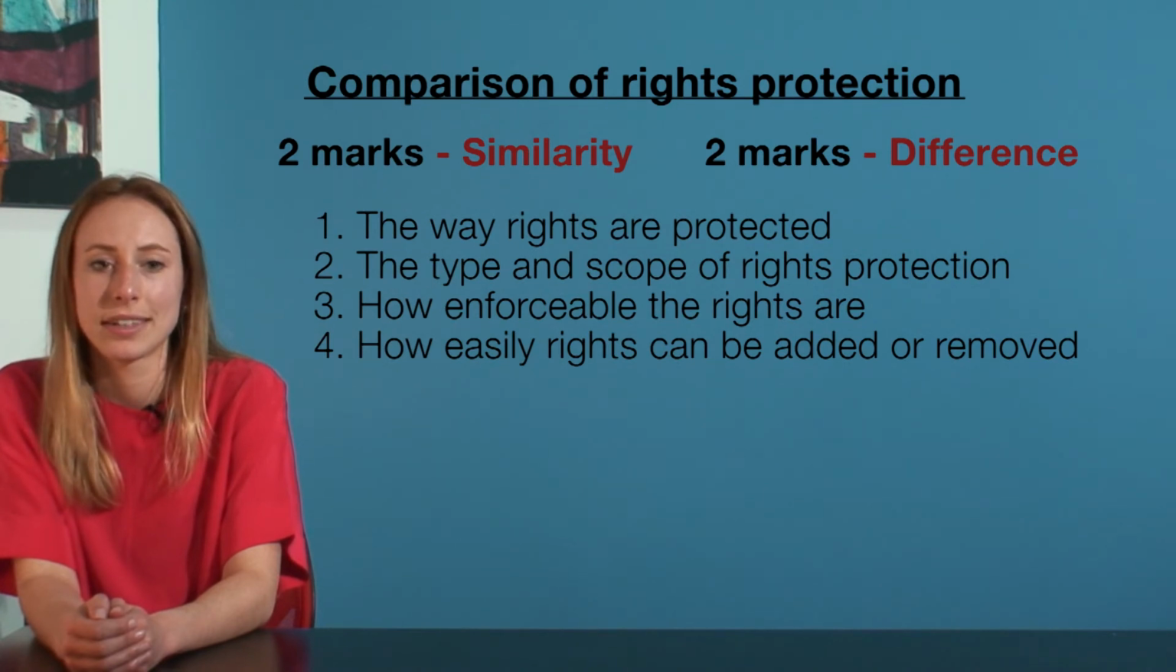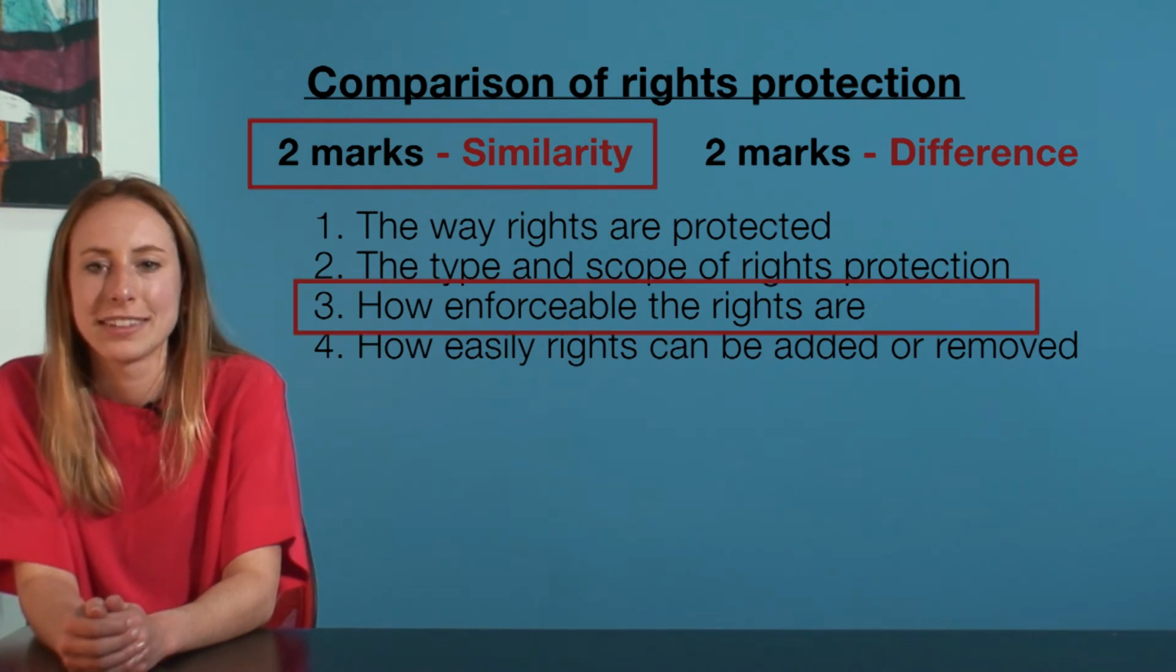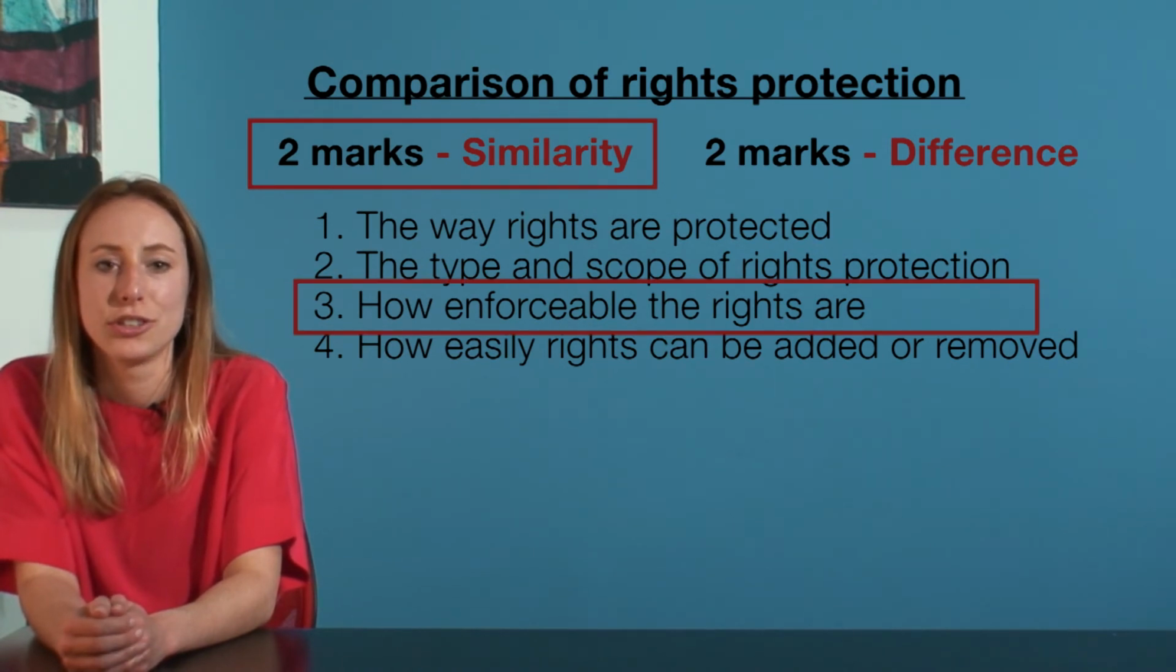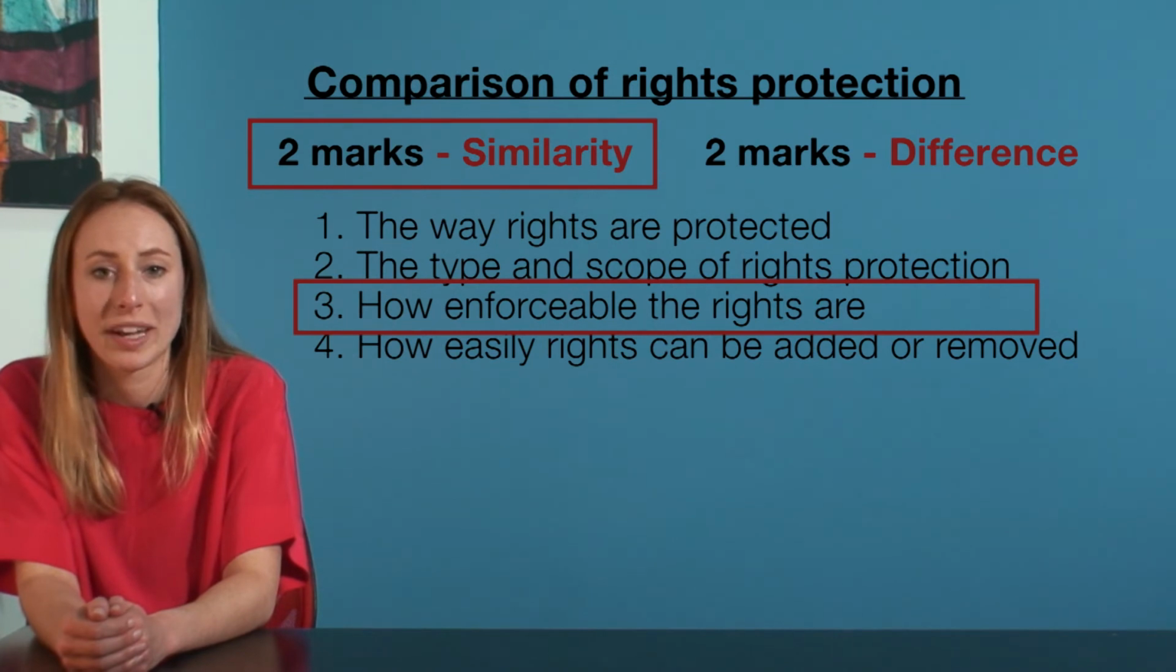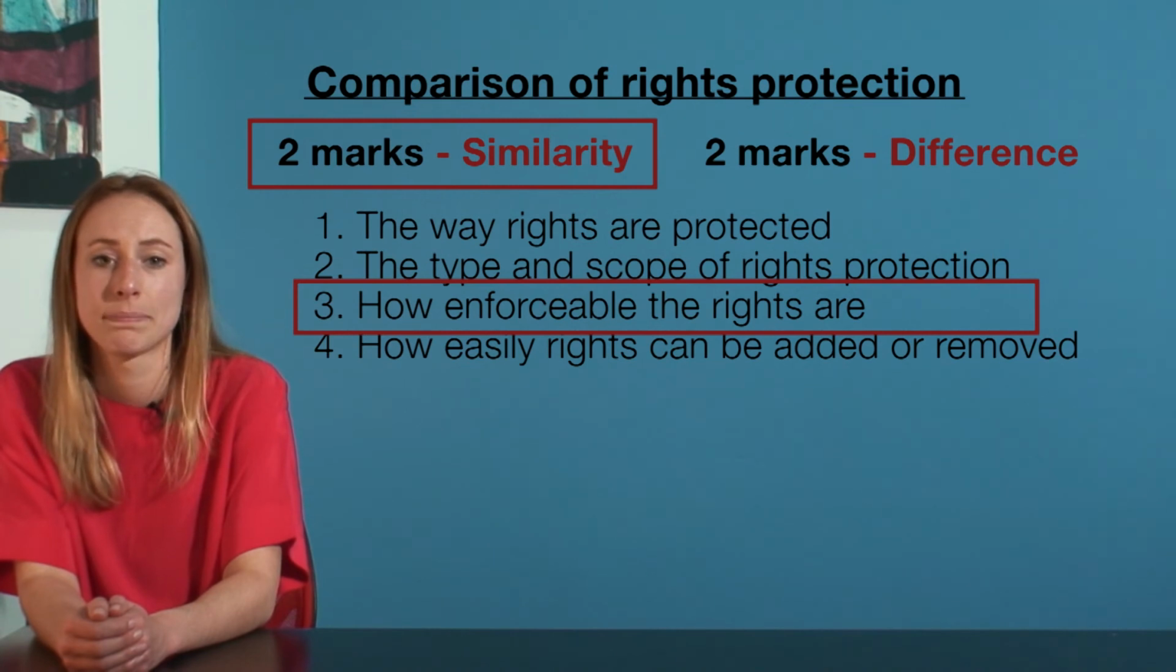Here's my sample answer, using the USA as my example. Rights protected in the Australian and United States constitutions are all fully enforceable. In Australia, the High Court can declare federal legislation invalid if it is outside of Parliament's lawmaking powers set out in the Commonwealth. Similarly, in the USA, federal courts can declare any legislation invalid if it infringes constitutional rights.